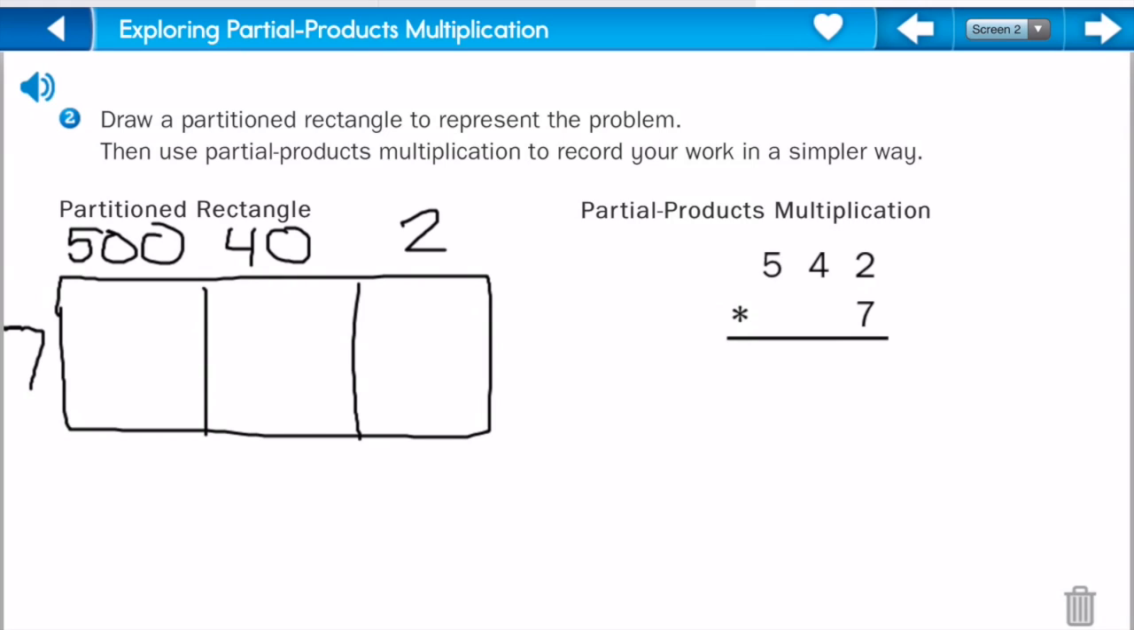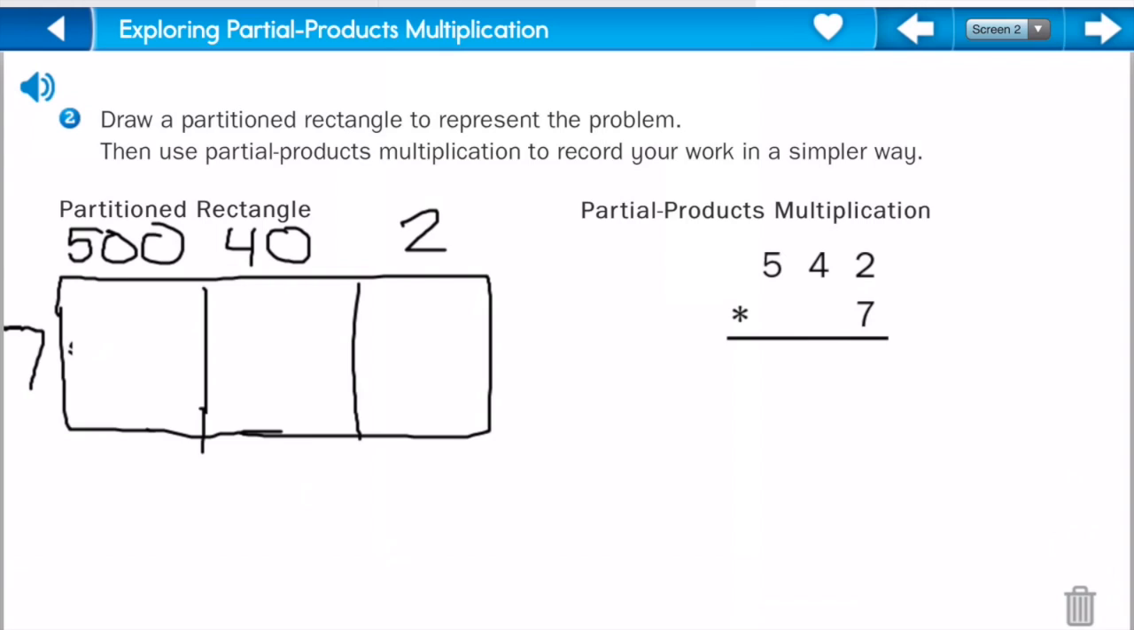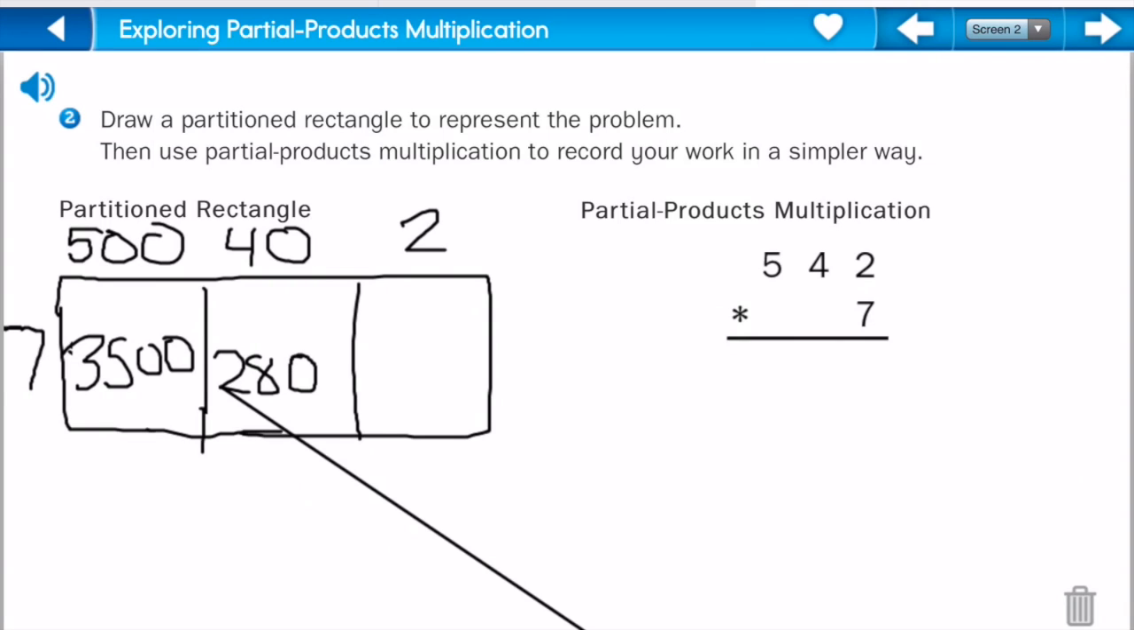So we're going to multiply 7 times 5, and that equals 35. And then we're just going to bring down our zeros, so we get 3,500. Now, what we do is we multiply 7 times 40, and we might think that's a big number, but we can just multiply 7 times 4 to get 28, and then bring that 0 down. Now we know what 7 times 2 is. So that equals what? Yep, 14.